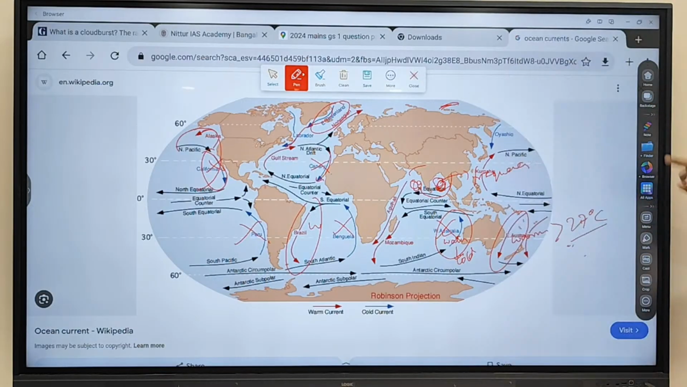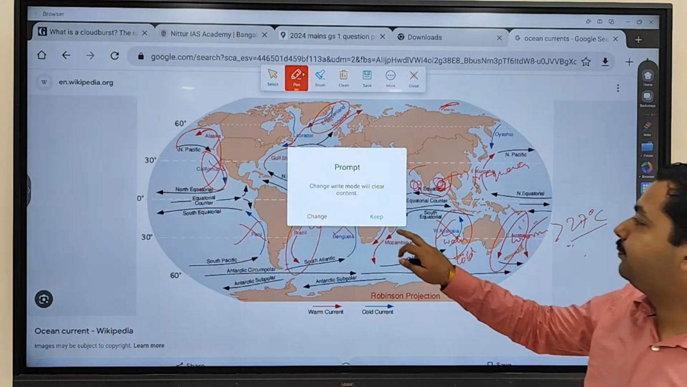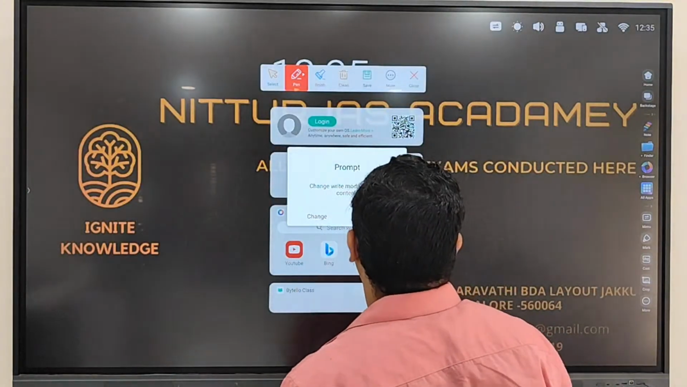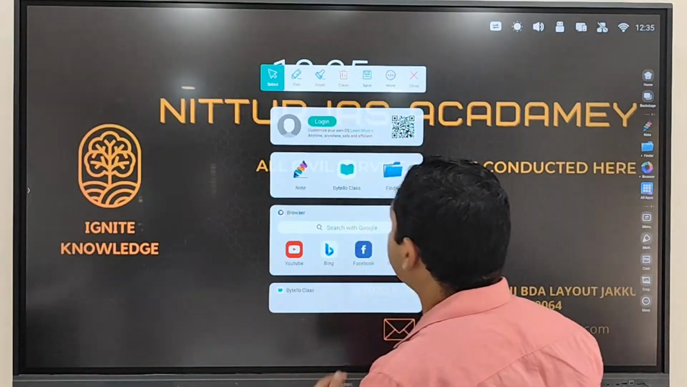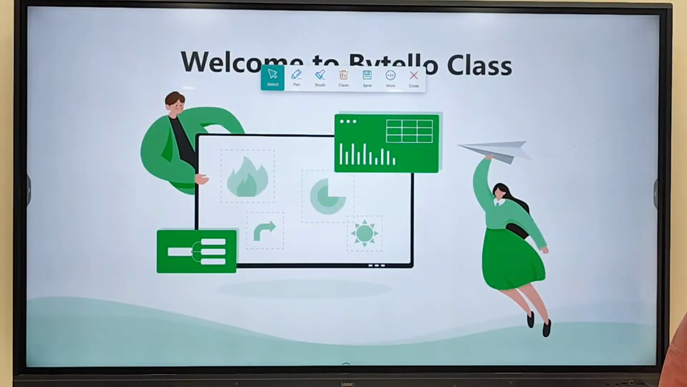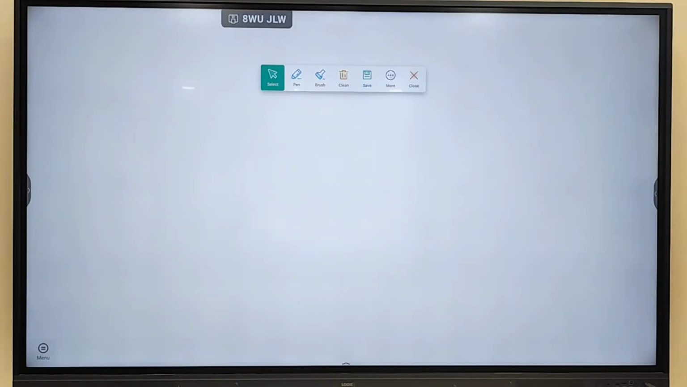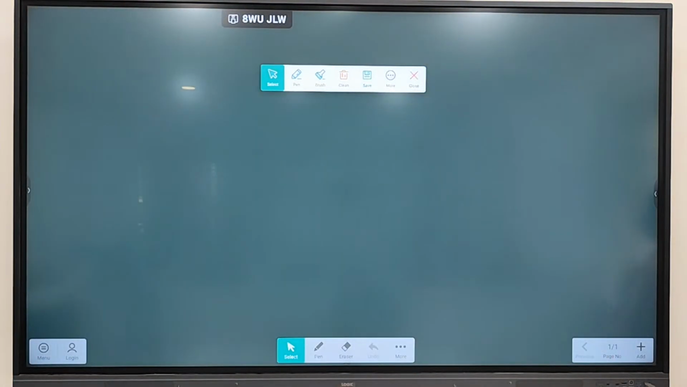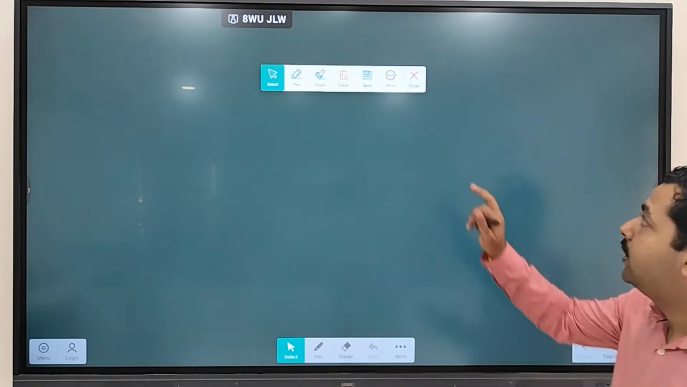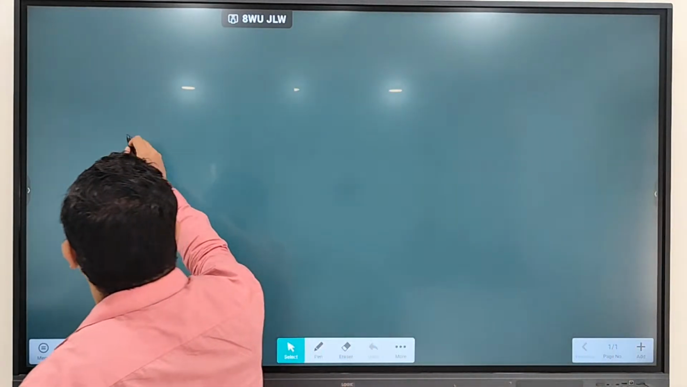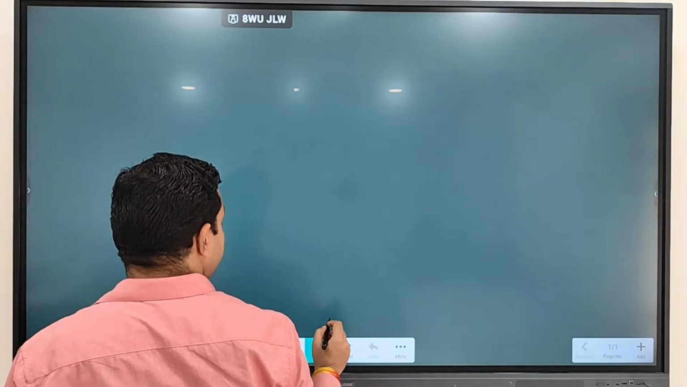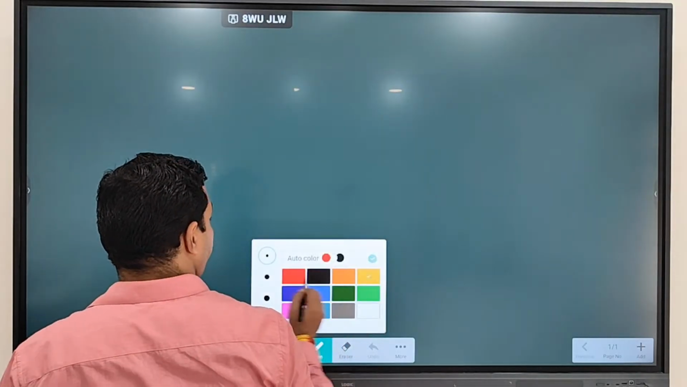So this is the reason why you see tropical cyclones forming on the eastern side, rather they are always on the eastern side of the oceans. They are always found on the eastern side of the continent. Remember, in UPSC a question might come like this.